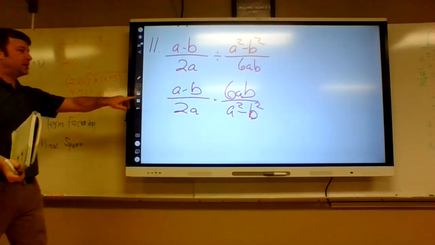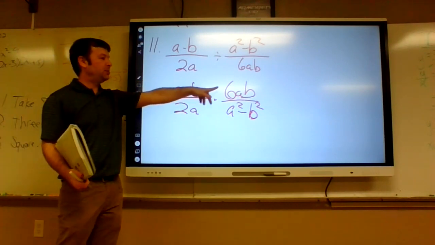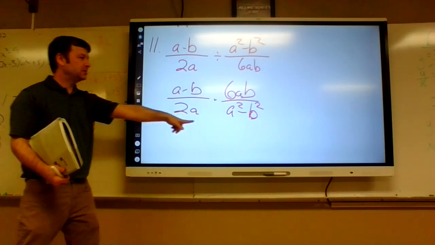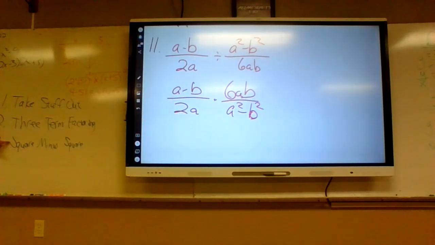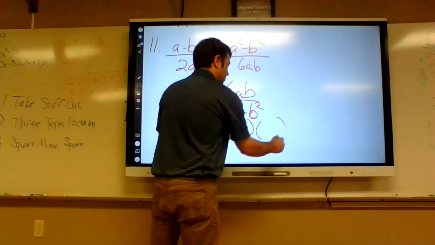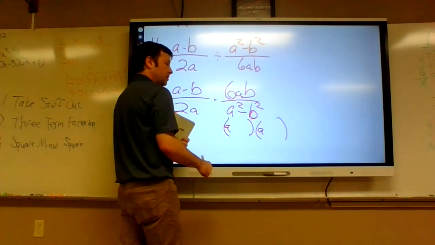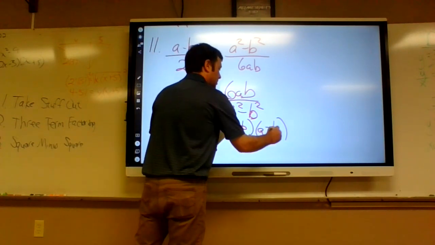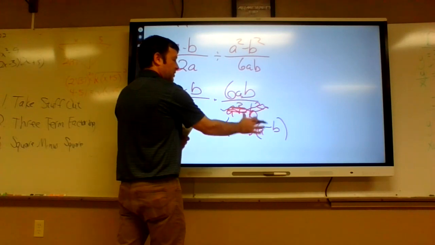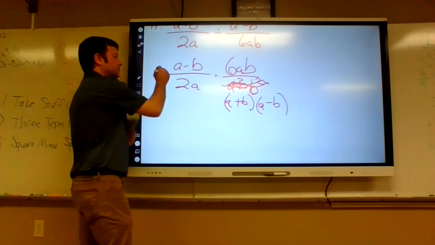Can I do anything to a minus b factored? No. 2a, no. 6ab, no. a squared minus b squared, yes. What goes into a squared? A and a. What goes into negative b squared? Positive b and negative b. So you can cross out the a minus b. We've replaced this with this. I'm just not gonna rewrite it.